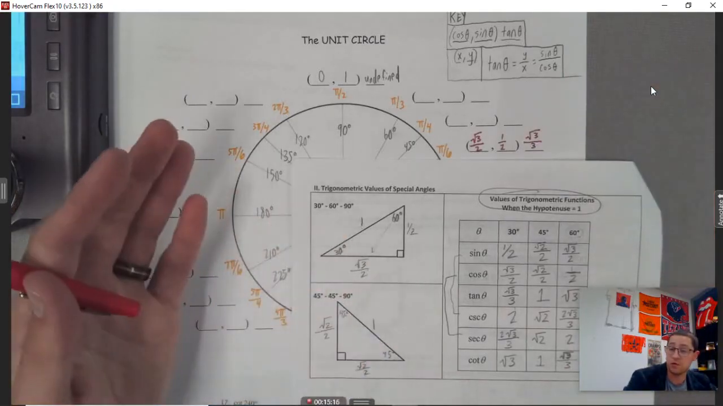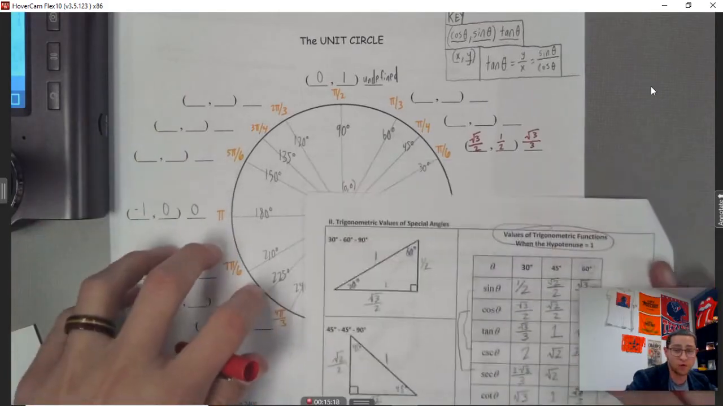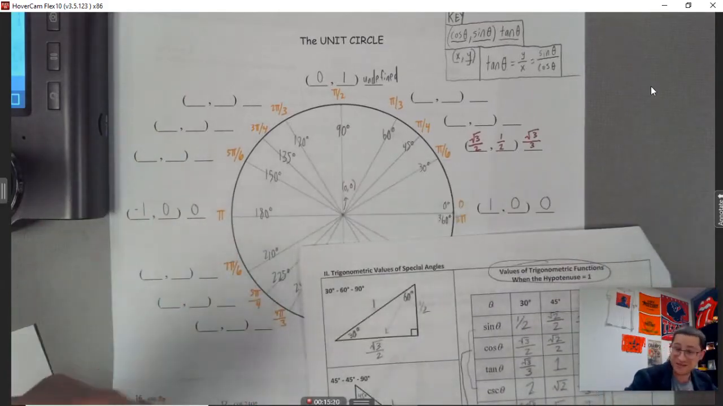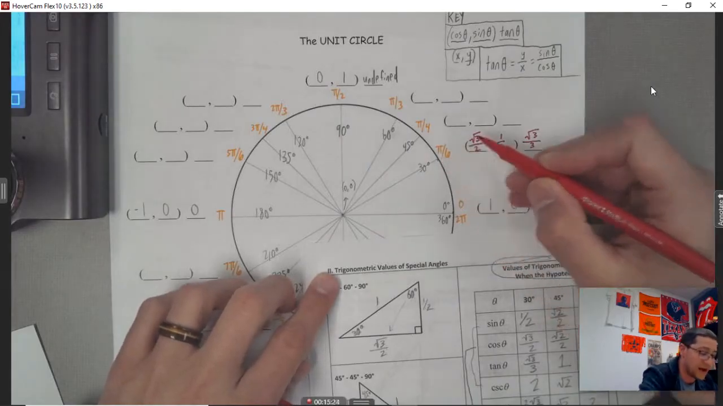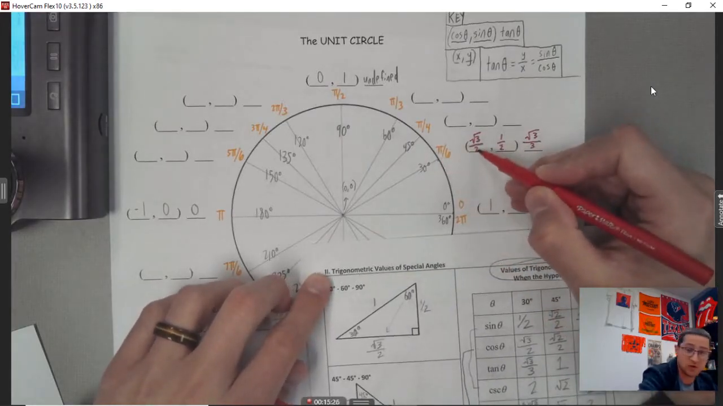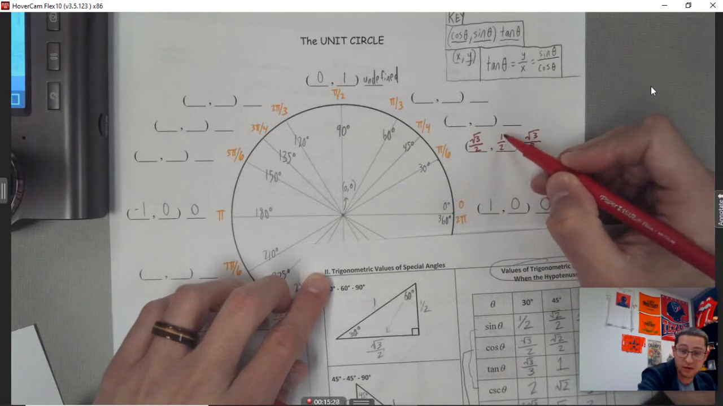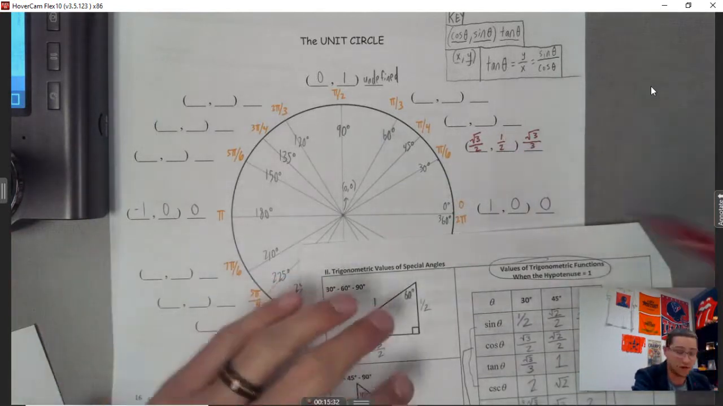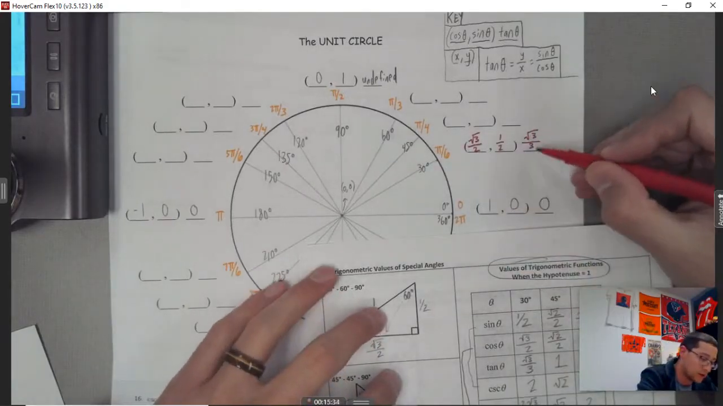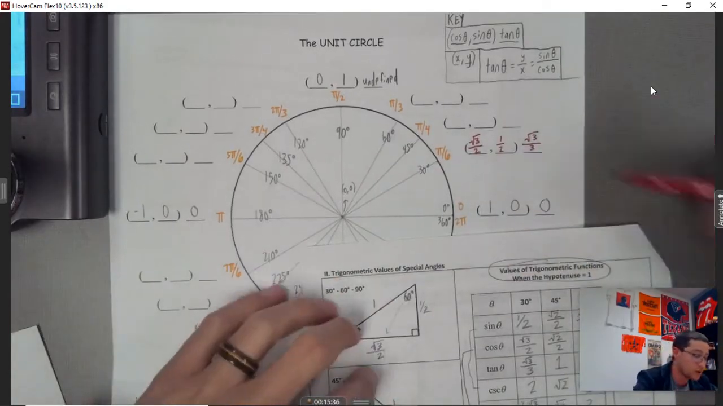Okay, so we got our first one. We got our first coordinate. So again, what this is saying is at 30 degrees, what are the coordinates? My x-coordinate is the square root of 3/2. My y-coordinate is 1/2. My tangent, not a coordinate, it's just your tangent of that angle, is the square root of 3/3. Okay, cool. Let's go to this one.